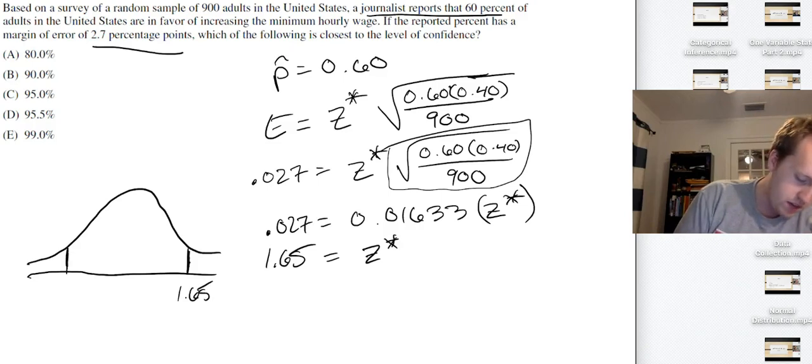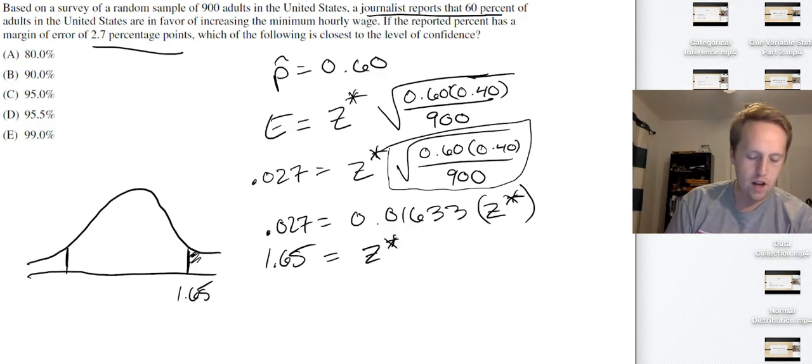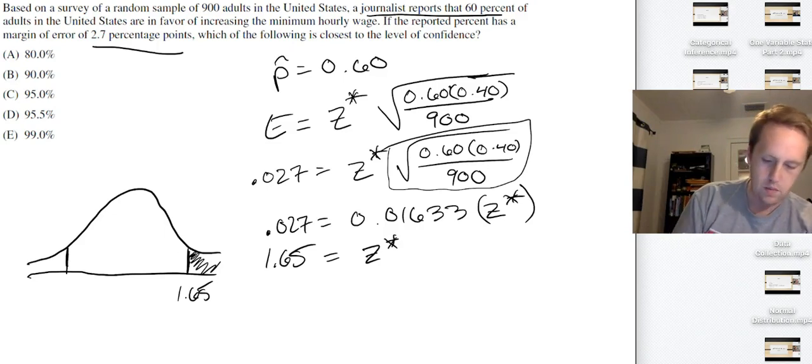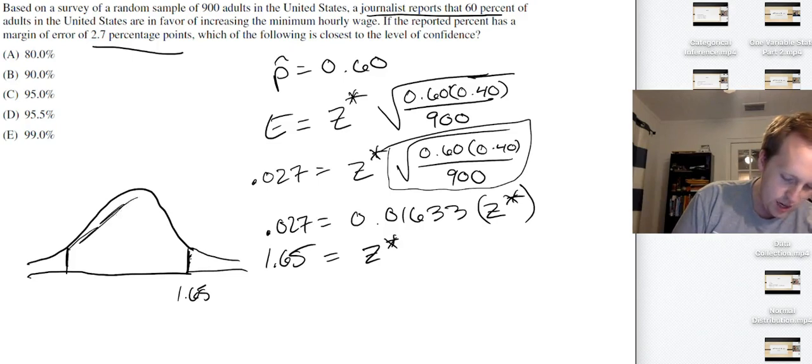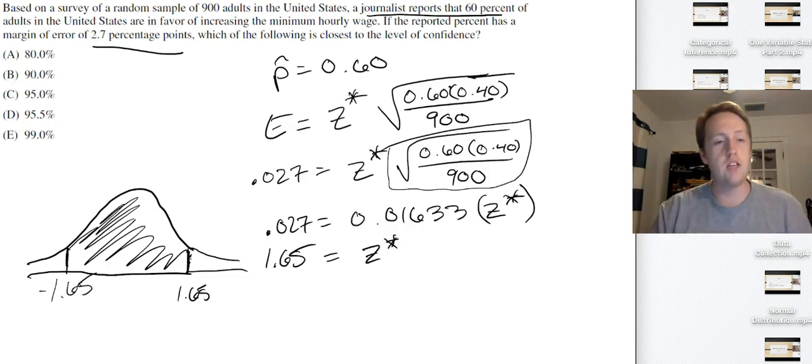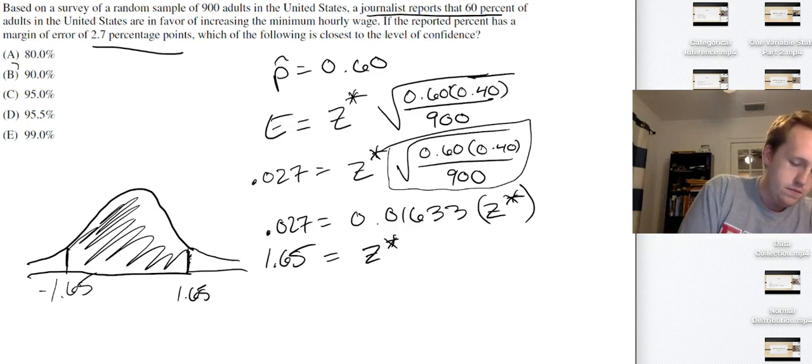A confidence interval has space in both tails. I just need to figure out how much space is actually in here. So the confidence interval should be symmetric, so it should be negative 1.65 to positive 1.65. So I should be able to use normal CDF to figure out what that space is, and that's my confidence level. So I'm going to go into distributions, normal CDF, negative 1.65 to positive 1.65. Since I'm using a z-score, the mean and standard deviation are 0 and 1, and I get 90% confidence.